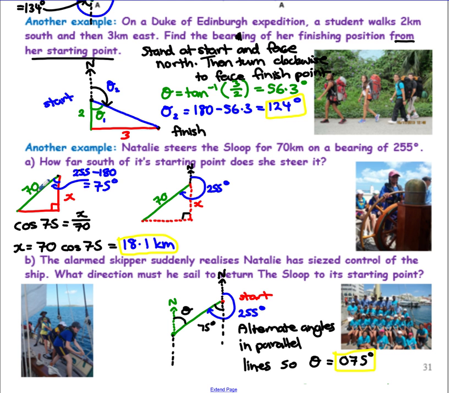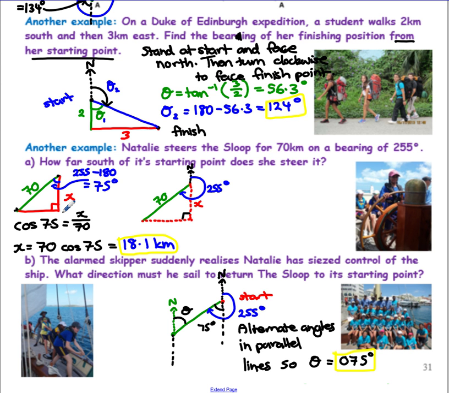So here's her starting point. What we're asked is how far south of the starting point did she steer it? We already know that the hypotenuse of this triangle is 70. We want to know what side this is here, and we know this angle here is 75. Natalie, would you say this x is the adjacent or the opposite if the angle is 75? The adjacent. Yeah, it's touching the angle. Over here is the opposite, but we're dealing with the adjacent. So we want to find the adjacent side.